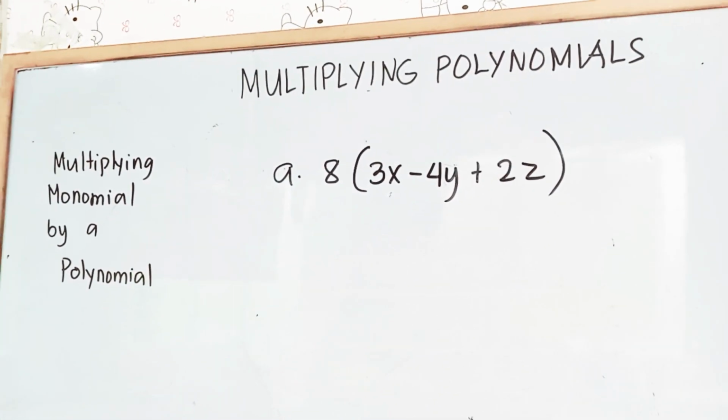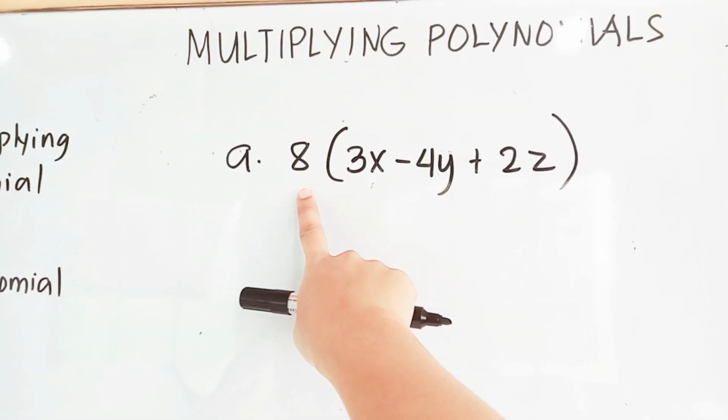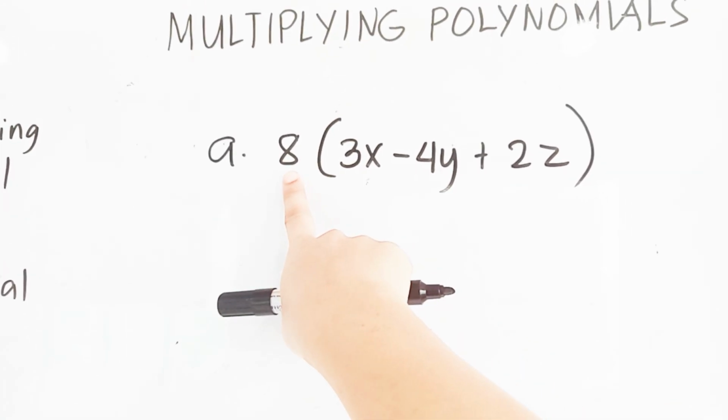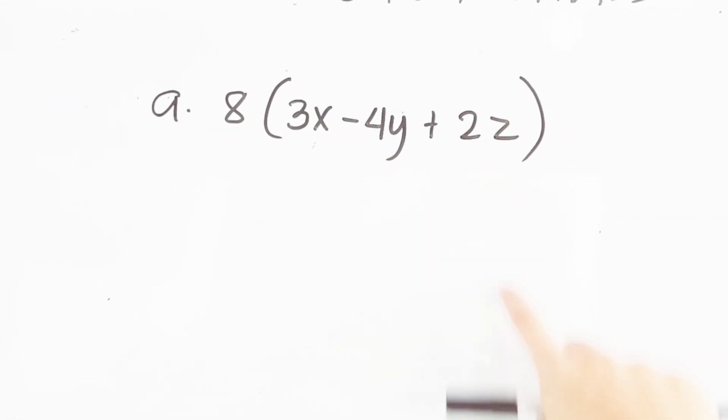Okay, this time let us have multiplying a monomial by a polynomial. So this is now our monomial and then our polynomial. So to do that, we will just use the distributive property. So we will distribute 8 to the other factors of the polynomial.